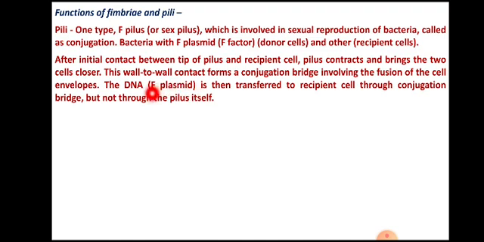Through this conjugation bridge or through this channel, the DNA, that is F plasmid, present in the donor bacterial cell is transferred to the recipient cell, while one strand of this F plasmid is transferred to the recipient cell through this conjugation bridge. But it is not through the pilus itself. So the function of pilus is just that it brings the donor cell and recipient cell closer for the conjugation process.